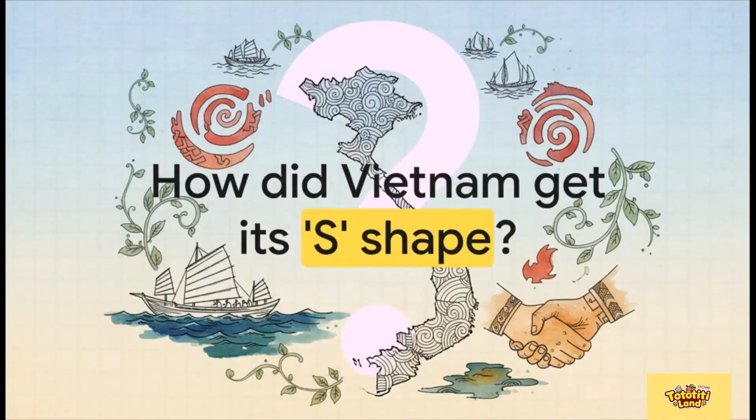All right, so let's get right into it. You see a map of Vietnam, and you know it instantly, right? But how did it get that long, iconic S shape? Well, the answer isn't in geology. Nope, it's a thousand-year story. A story of relentless expansion, some really deep divisions, and, finally, unification.